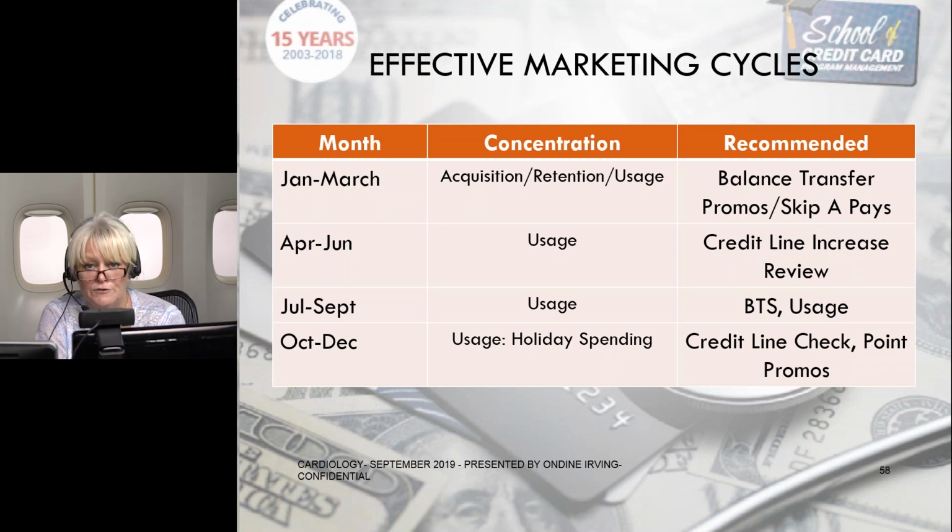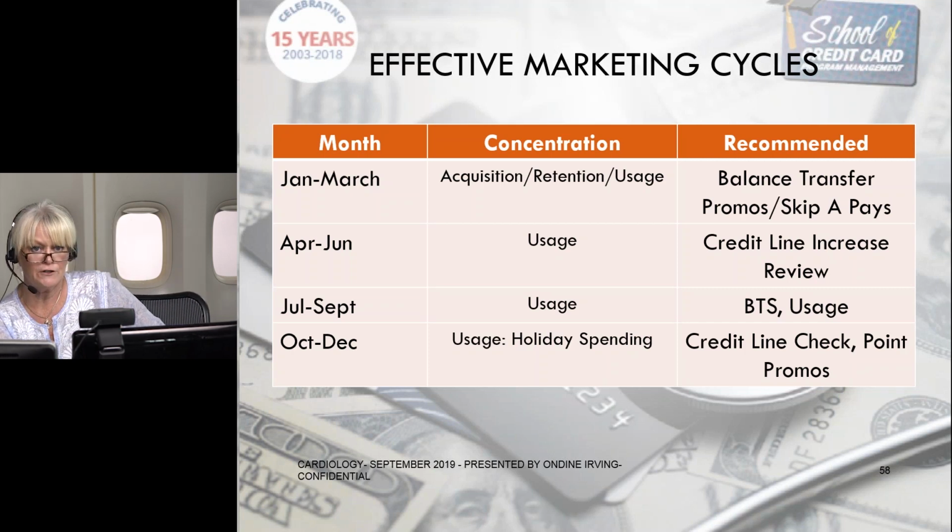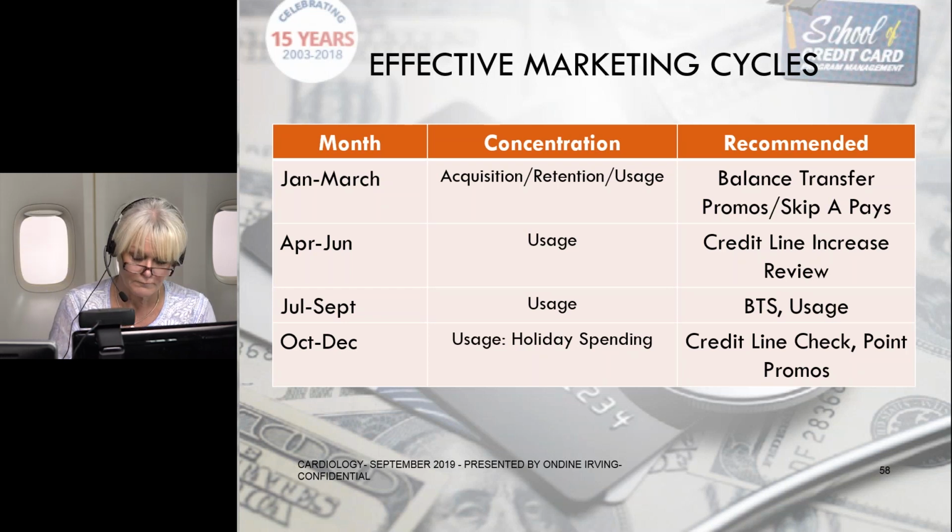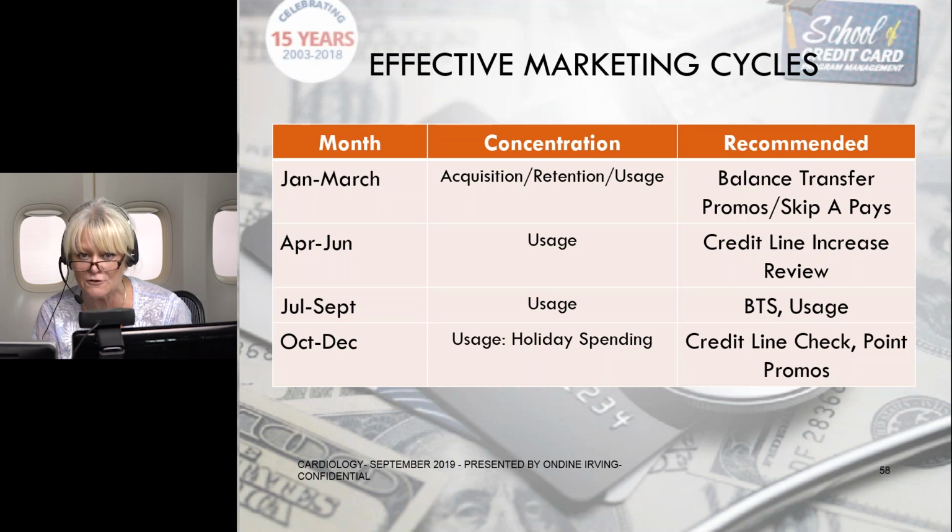You could do usage campaigns for the summer, do a credit line increase review. July through September, you could do back to school. Again, the most important thing to do in those time frames is the credit line increase, make sure everybody has money to spend, or you do double point promotions or triple point promotions, whole host of ideas. And October through December is usage, and you've got to do the credit line check again. So this is the bare minimum, one promo first quarter every year.